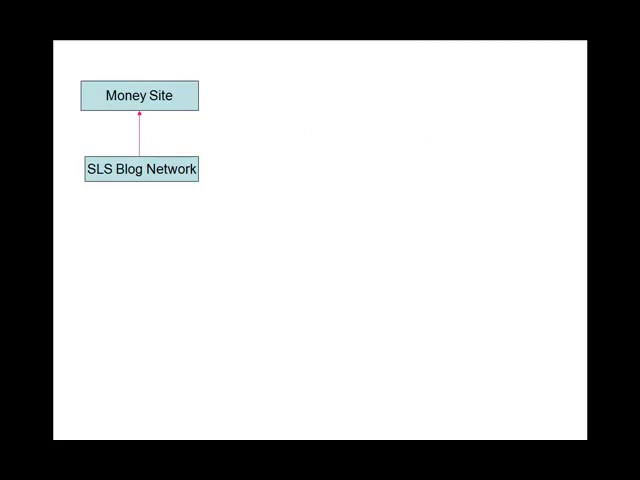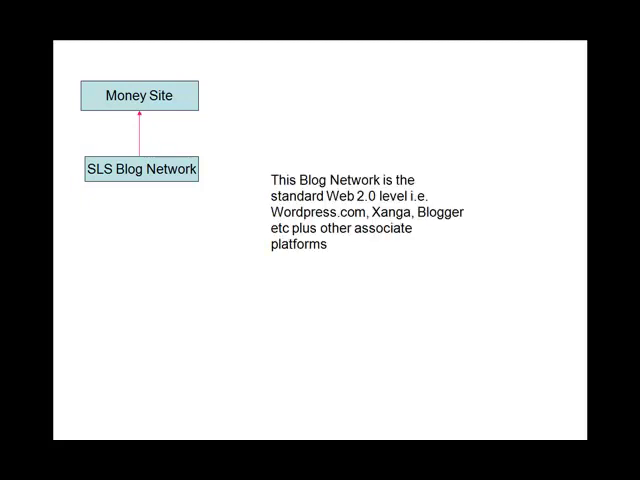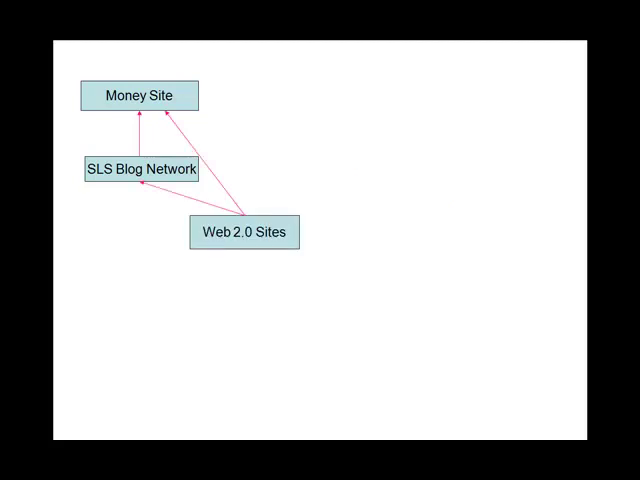In our case we prefer to build structures, and we suggest at the top here we have what is called our SLS blog network. Now this could be your standard Web 2.0 blogs, or indeed any conventional blogs: WordPress.com, Xanga, Blogger, plus other associated platforms. Underneath that we suggest you start to build structures, and we suggest you put underneath it various Web 2.0 sites. Now these can be social network sites such as Diigo, Gisco, Multiply, Squidoo, etc. We have about 30 odd blogging platforms, and we've highlighted there's about 50 odd social news and social network sites.